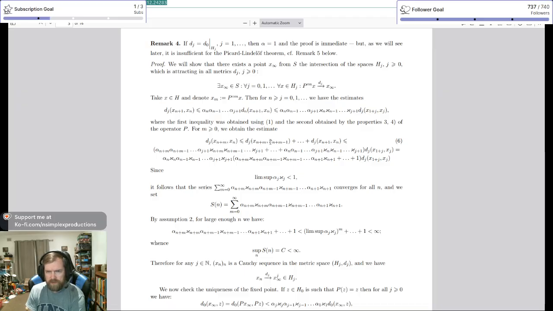only difference is d sub n of x sub n plus 1, x sub n. That distance must be less than, same multipliers, but also with kappas, times d sub j of x sub 1 plus j, x sub j. First inequality using 1. Second obtained by properties 3 and 4 of operator P.